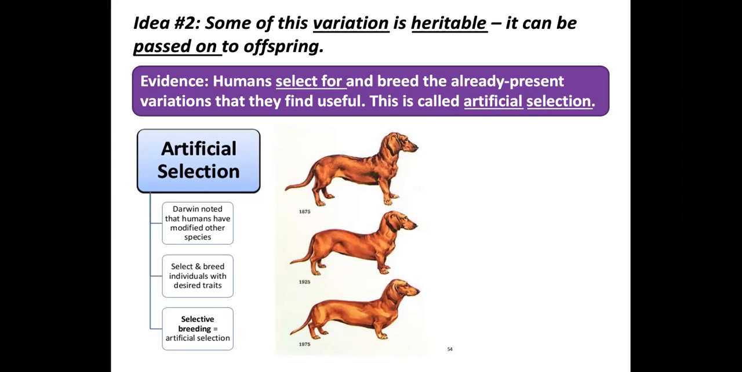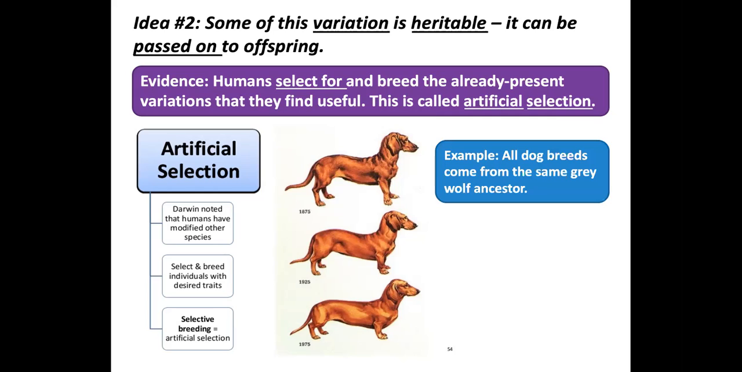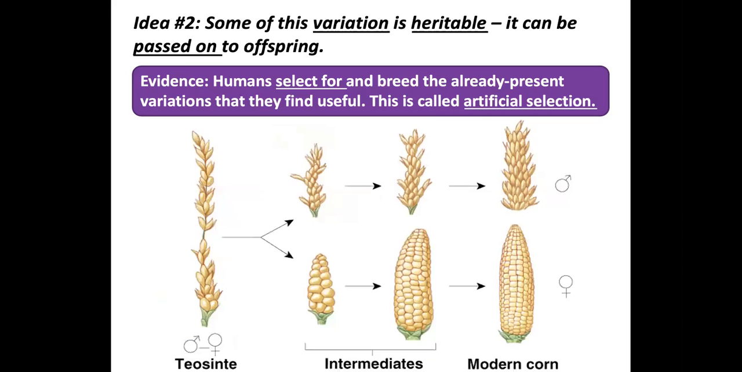But yeah, so dogs are a great example of this. If you hear the term artificial selection, selective breeding. For example, besides the dog itself, all dog breeds come from the same gray wolf ancestor. Another example, what do you see up here? Corn, wheat.